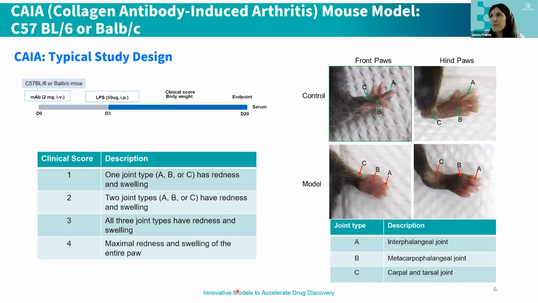This induction method is gaining popularity in the field due to the short time window and high incidence rate in the mice. As you can see, the mice are scored for disease incidence by the presence of joint redness and swelling, the number of joints affected, and the severity of the swelling.